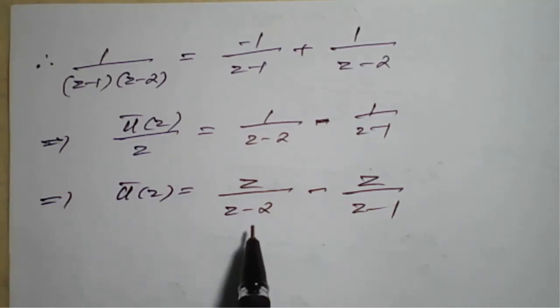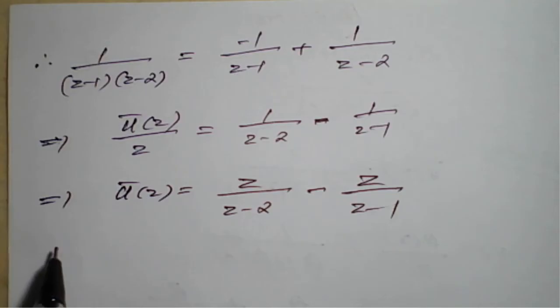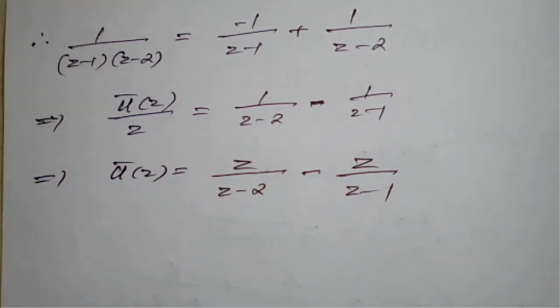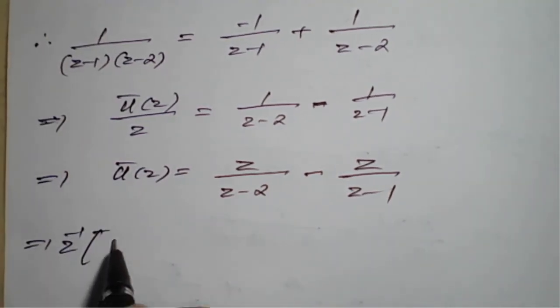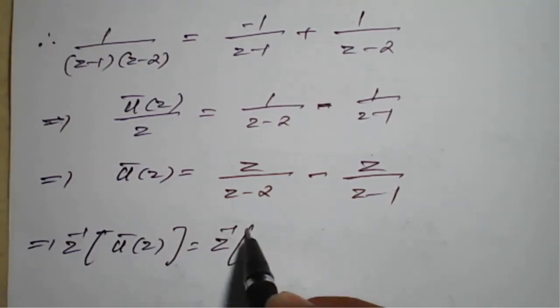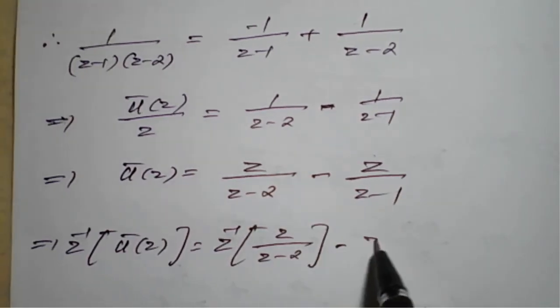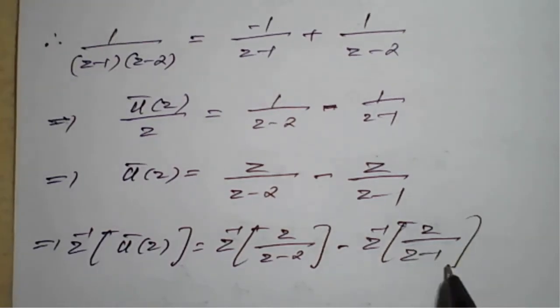So now it is ready to apply what here? The inverse z transform. On applying the inverse z transform on both sides, we get z inverse of u dash of z is equal to z inverse of z divided by z minus 2 minus z inverse of z divided by z minus 1.